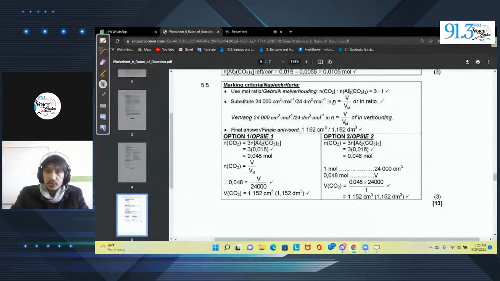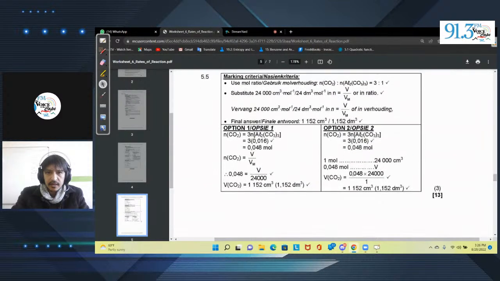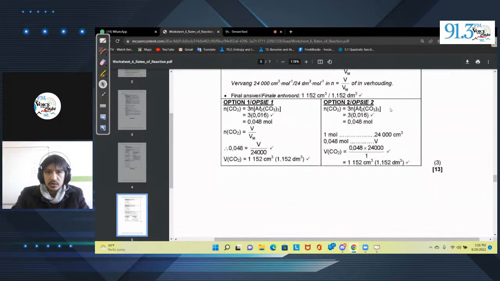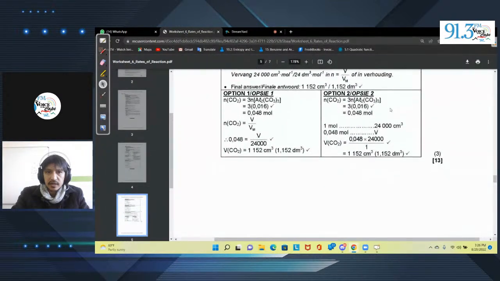Then what we need to do is, because we're calculating number of moles and we need to use the molar ratio, right? We can say that number of moles is equal to the volume over the molar volume. So normal volume divided by molar volume. We know that our molar volume is 24,000 centimeters cubed per mole, but we can convert that to 24 decimeters cubed per mole, which is way more useful for us to work in. Right. So we can go down and look at what they did.